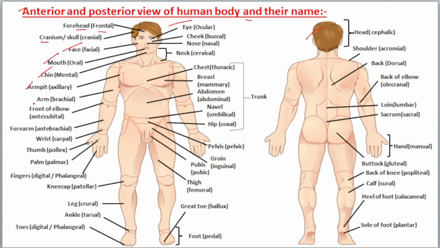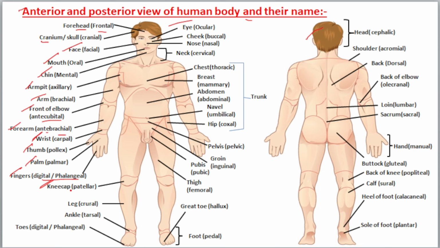Armpit is called axillary. Arm is called brachial. Front of the elbow is called the antecubital. Forearm is called antebrachial, where ante means front and cubital means elbow and brachial means arm. Wrist, carpal. Thumb, pollex. Palm, palmar. Finger, digital or the phalangeal. So the finger portion is called the digital or the phalangeal.